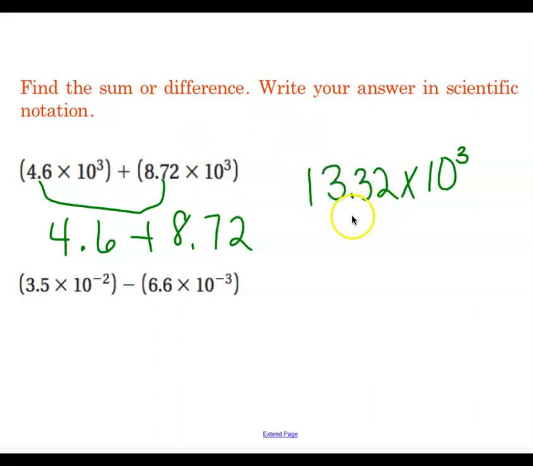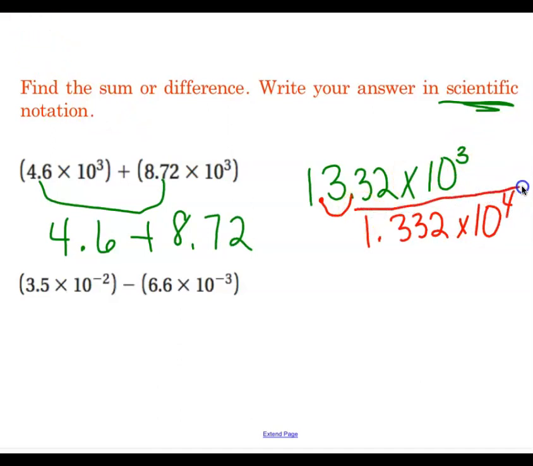So you might say, now I'm done. But you are actually not done because you need to write it in scientific notation. And we know 13 is not scientific notation. So I am going to move my decimal place one more time to the left, and I'm going to make it 1 and 332 thousandths. And now I have to increase my exponent, so it's times 10 to the fourth. Okay, so when it has the same power, you just add the factors. Just make sure your answer's in scientific notation.